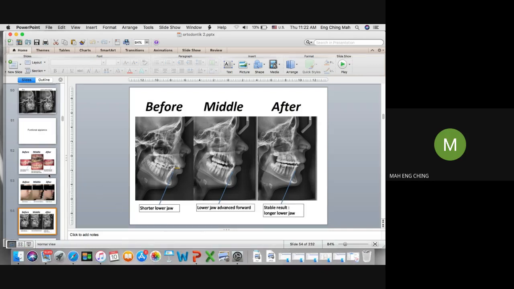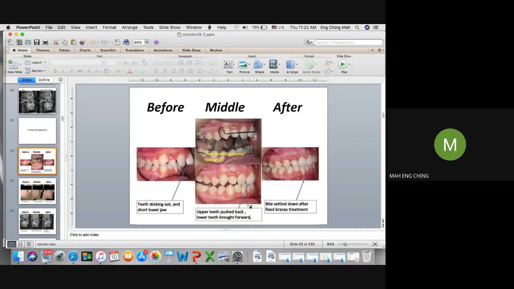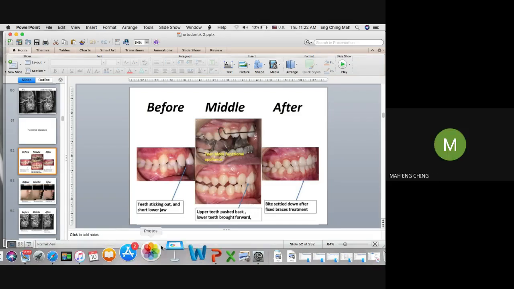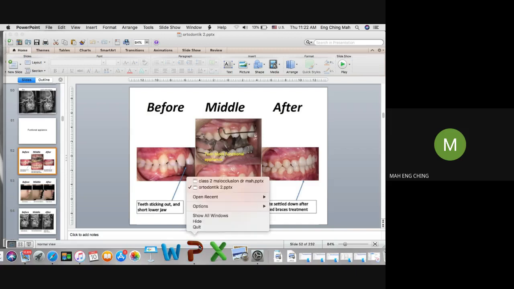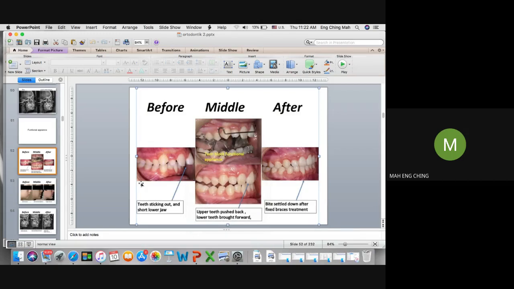Any more questions? If not, then maybe we'll go through one case. We have one more question. Can you explain class 2 half unit? What do you want me to explain? You mean treatment plan, diagnosis, or classification?